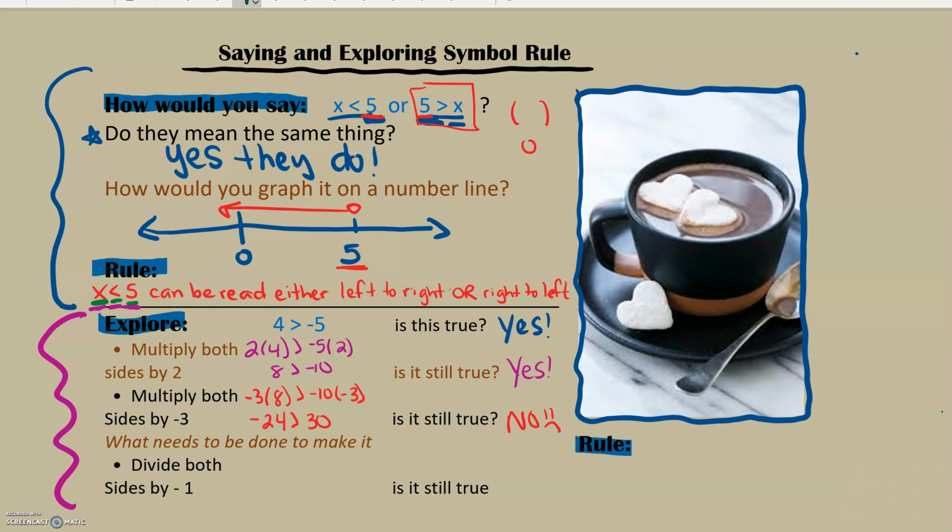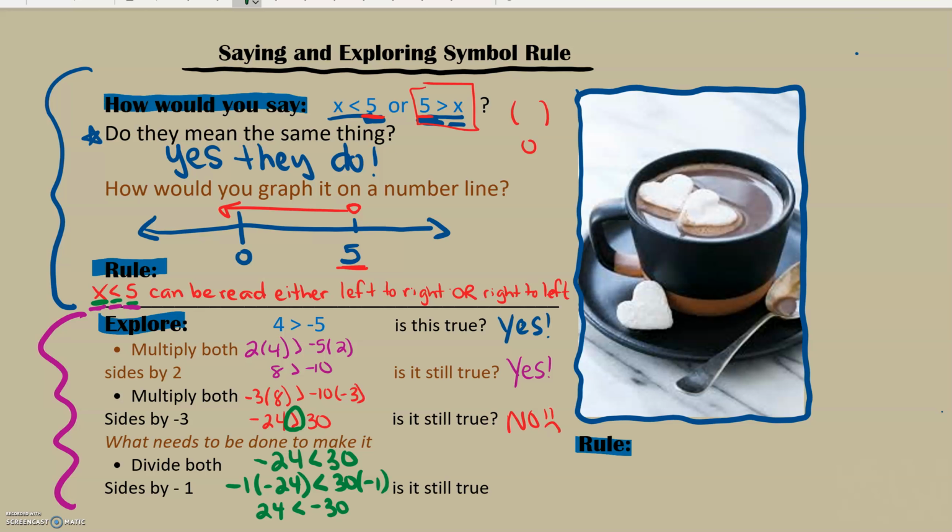The way we do that is by flipping that symbol. If I flip that symbol of that greater than to make it say less than, I now see that that statement is true. It is now asking us to divide both sides by negative 1. And is that still true when we divide both sides by negative 1? Let's see.